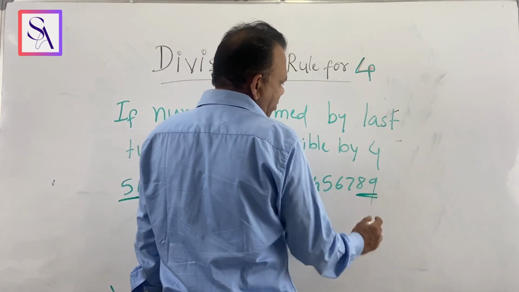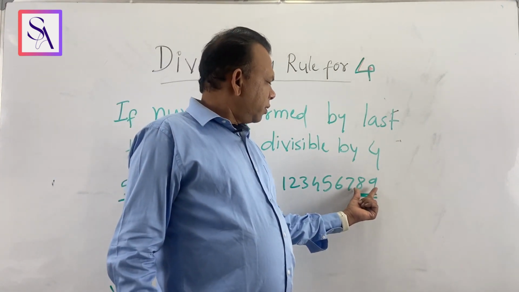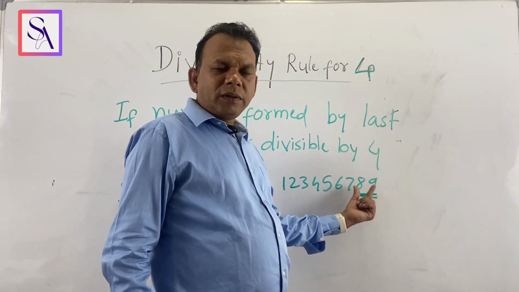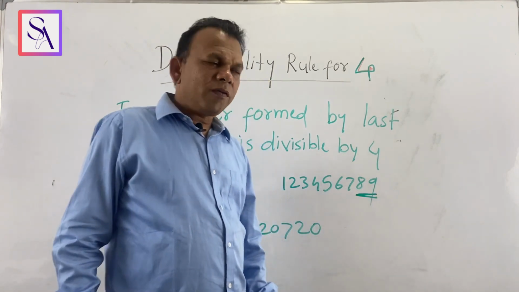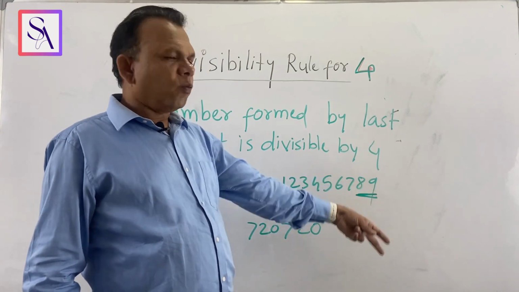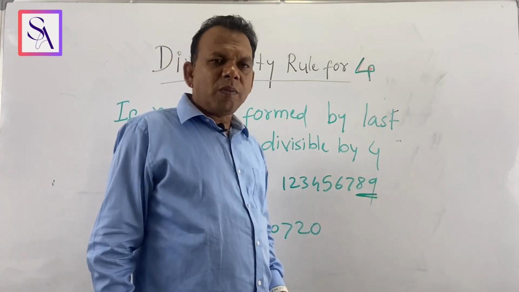89 are the last two digits. The number formed is 89, and is 89 divisible by 4? No, it is not divisible by 4 because 4 2s are 8, then 4 2s are 8, 1 will be remainder. Hence this number is not divisible by 4.